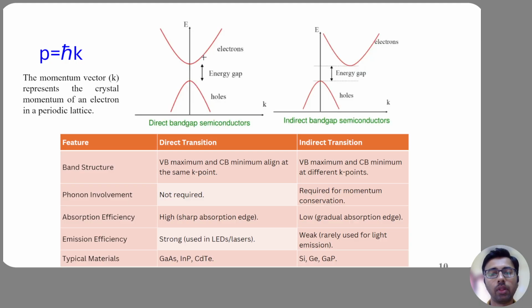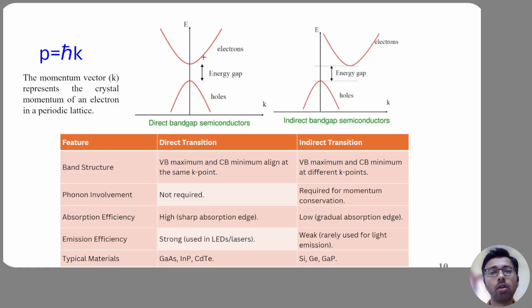The reverse process, that is emission, is also highly efficient. Therefore, direct bandgap materials are excellent light emitters. They are widely used in LEDs and semiconductor lasers. Common examples include gallium arsenide, indium phosphide, and cadmium telluride.